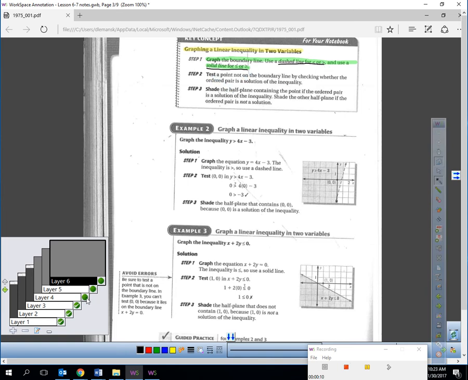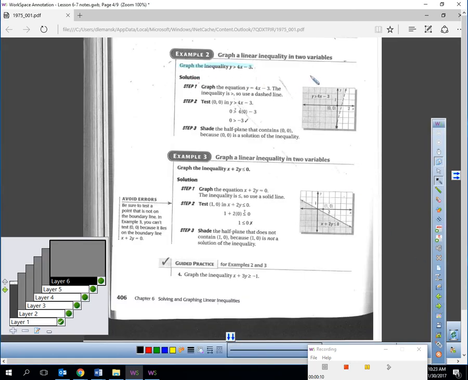So it's a dashed line if there's no equal in it, but it's a solid line if there is an equal in it. From there, you're going to test a point not on your boundary line to see which side of the boundary line you should shade. You are then going to shade the half plane containing the point if the ordered pair is a solution. If it's not a solution, you'd shade the other half plane. I would pause the video and write these things down, but if that isn't quite making sense, we're going to do a problem together and actually work through these steps.